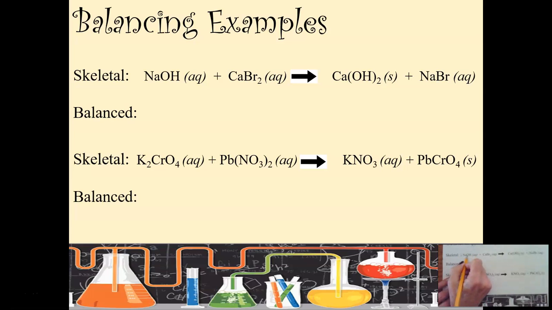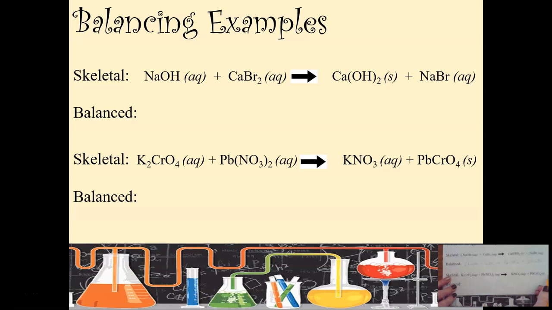So this is 2 oxygens, 2 oxygens, 2 hydrogens, 2 hydrogens. It's balanced. So 2 sodium hydroxides plus calcium bromide yields calcium hydroxide plus 2 sodium bromides. Okay? Just because it's longer doesn't mean that it's more difficult. All right, so let's look at this one.